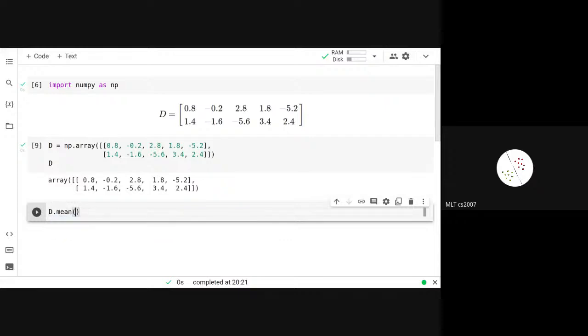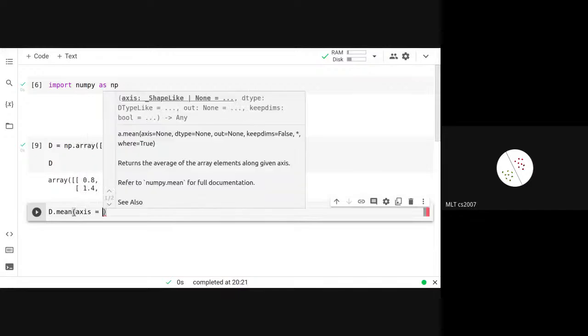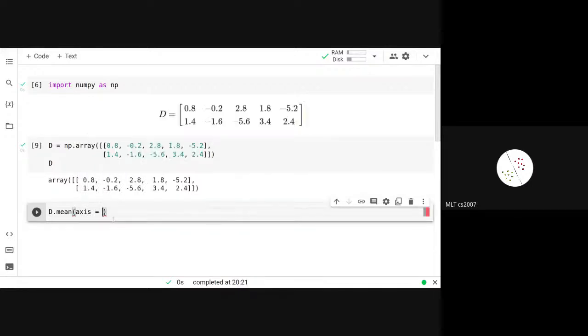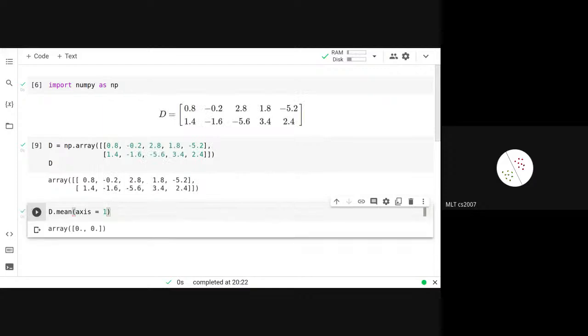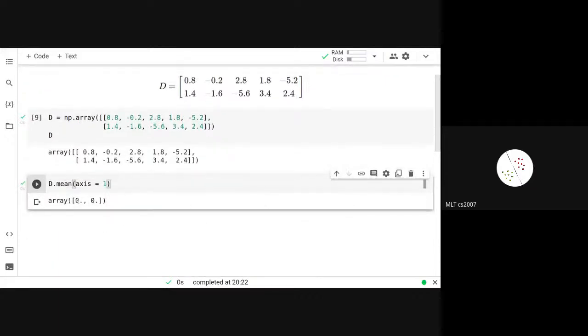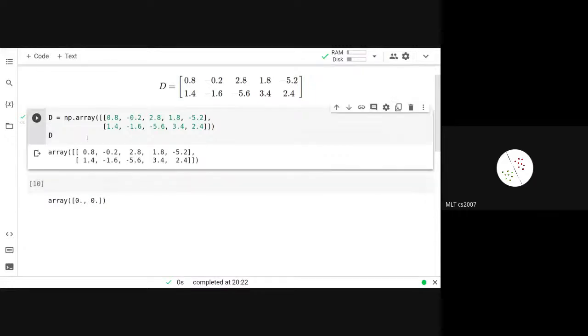Now, let's check that we have obtained a centered data set, just to see if our computation is correct. We have to take the mean of all the columns. The command for that is b.mean with axis equal to 1, right? It gives you the mean along the columns. We see that the mean is 0, 0. So this verifies that our data set is centered, and that verification is done.